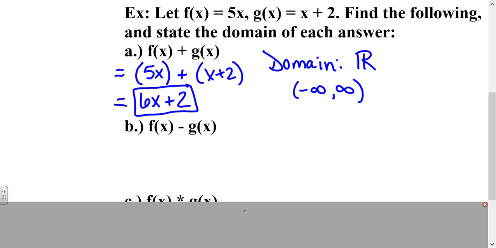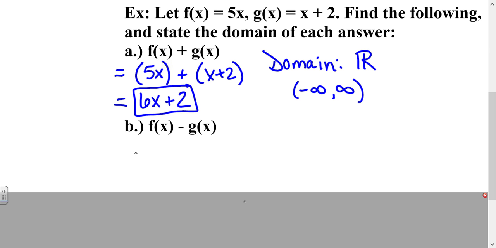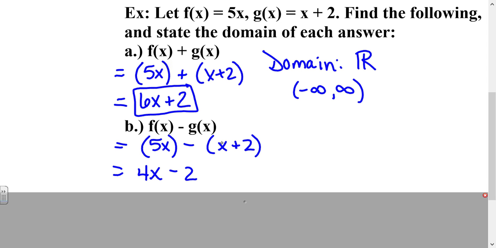Alright, now let's try subtracting. So we have f of x, which is 5x, minus g of x, which is x plus 2. If I subtract these, 5x minus x would be 4x, and then I don't have anything that I can put with the 2, so this would be like I take 0 minus 2, which would be negative 2. Because the 2 is behind the negative sign, it's going to be a negative 2. So this will be our answer.